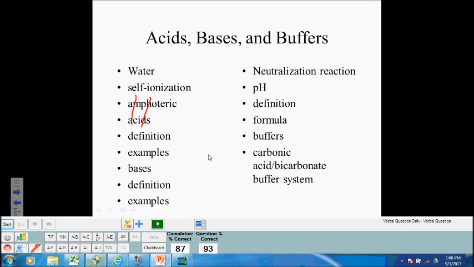So let's say we had something that's pH 2. And let's say we had something else that's pH 7. And I ask you, how many times more acidic is the pH 2 solution than the pH 7 solution? What would be your answer? Well, let me ask it this way. How much higher is the H plus concentration at pH 2 than it is at pH 7?